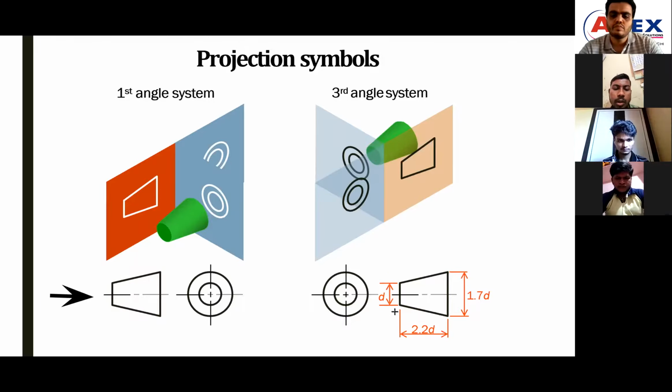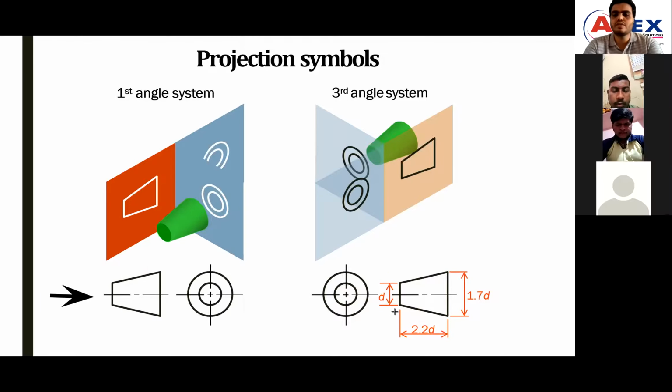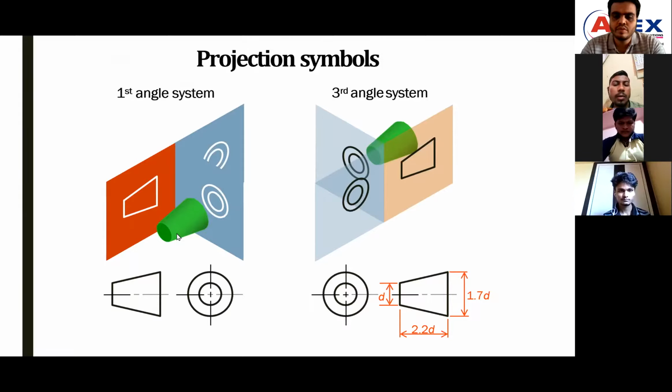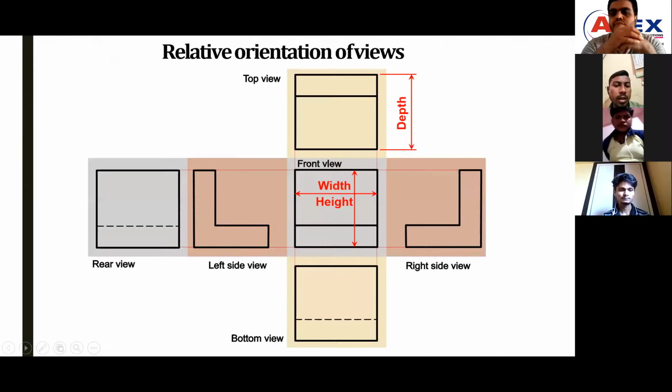Okay, next I will ask you one by one. Salim, can you please explain the difference between first angle and third angle? In first angle of projection, the object is placed in the first quadrant. In third angle of projection, the object is placed in the third quadrant.